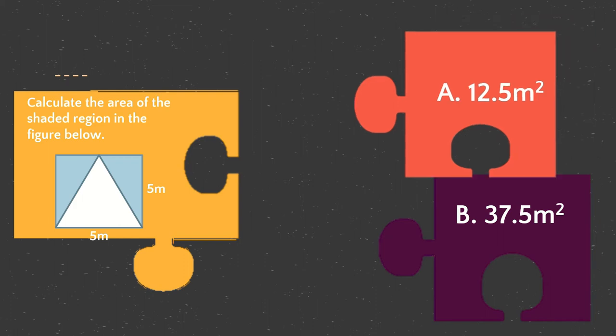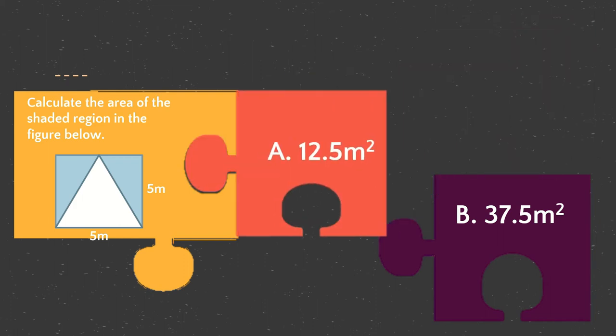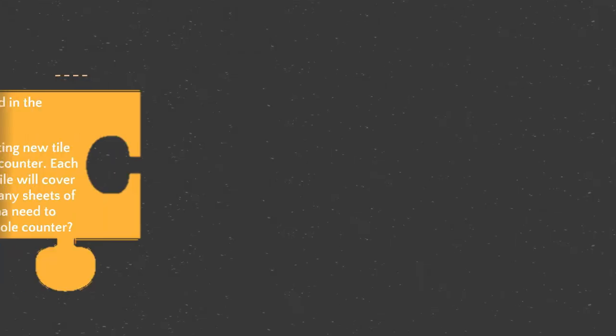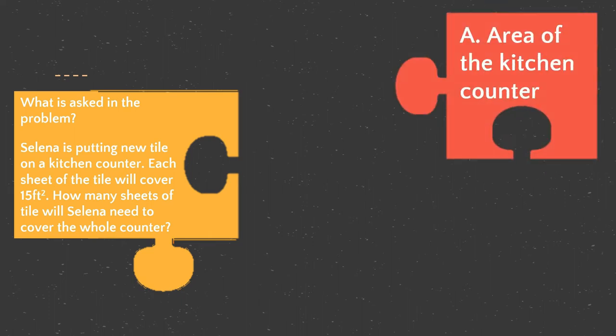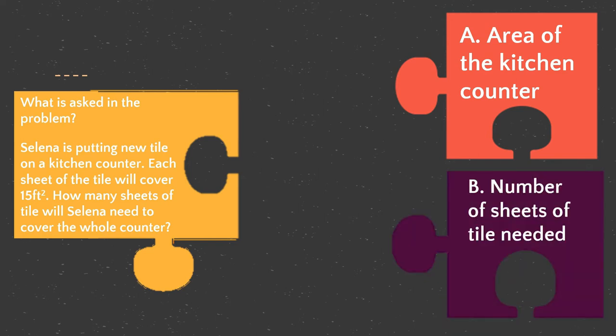The answer is letter A, 12 and 5 tenths square meters. Let's have number 2. What is asked in the problem? Selena is putting new tile on a kitchen counter. Each sheet of the tile will cover 15 square feet. How many sheets of tile will Selena need to cover the whole counter? Is it letter A, the area of the kitchen counter? Letter B, the number of sheets of the tile needed?